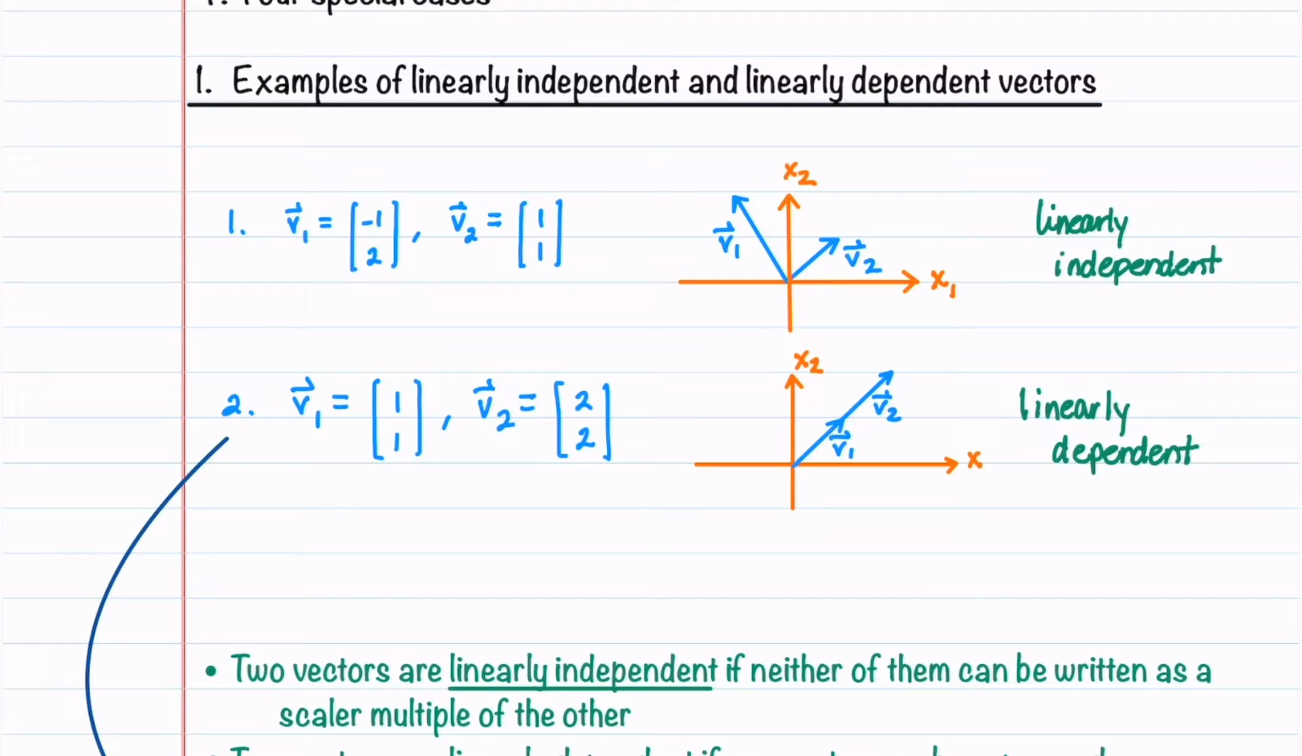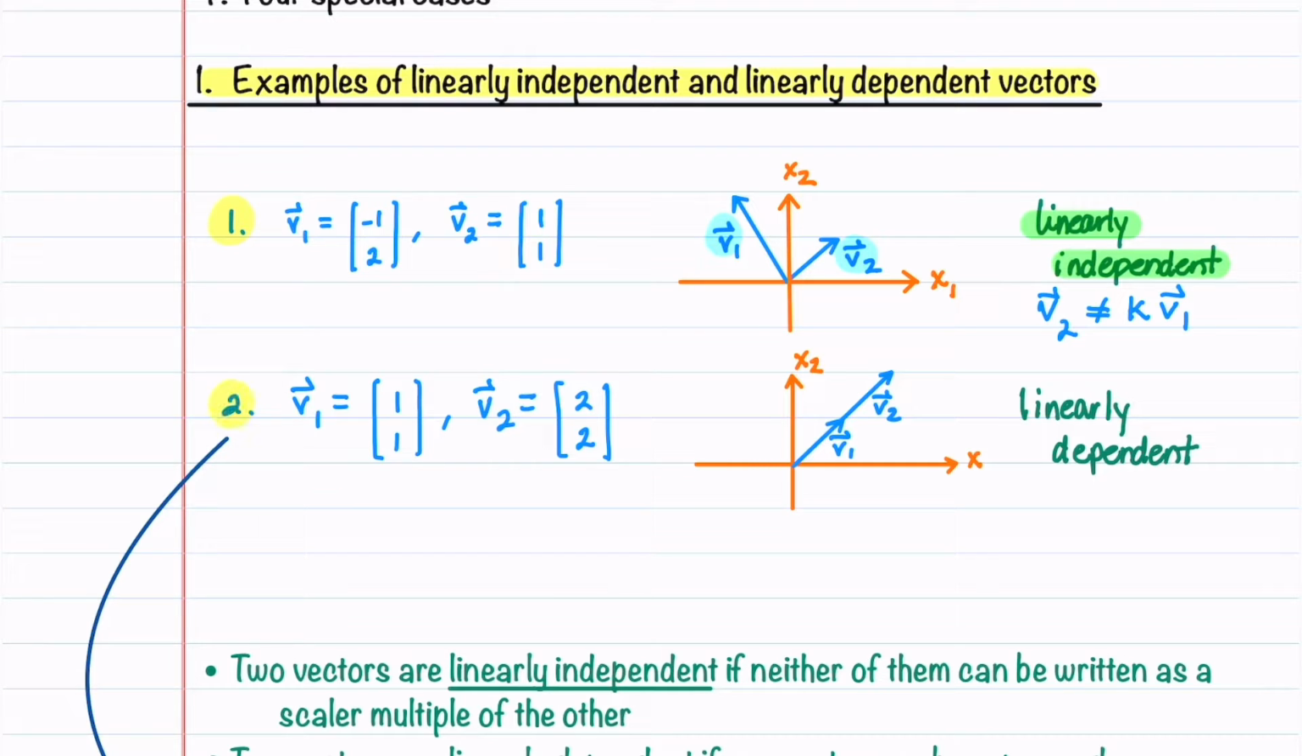Let's start by understanding how two vectors can be linearly independent or linearly dependent. Our first example is an example of two vectors that are linearly independent. Notice that v1 and v2 do not point in the same or opposite direction, and that v2, because it points in a different direction than v1, cannot be written as a multiple of v1.